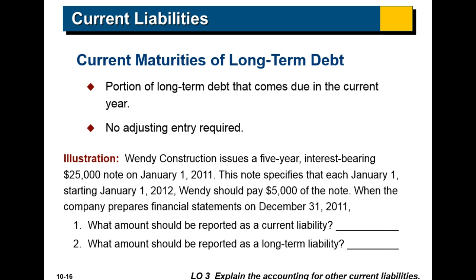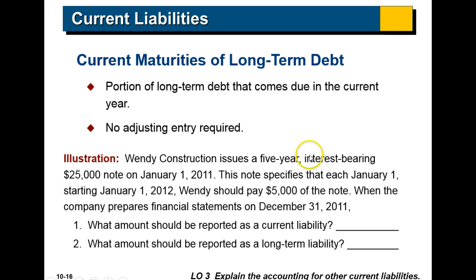Now, there's another little trick to these current liabilities. Even though there might be a long-term liability out on the books, the current amount that is due in this year of that long-term liability is technically a current liability. Portion of long-term debt that comes due in the current year. What happens here? Here's an example.